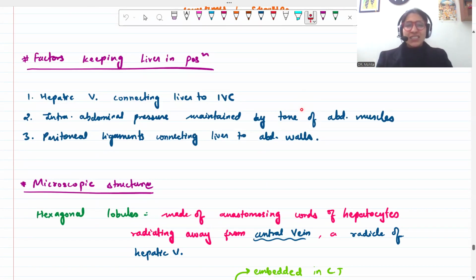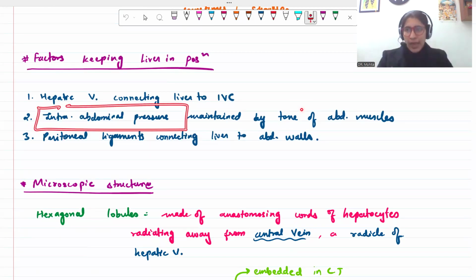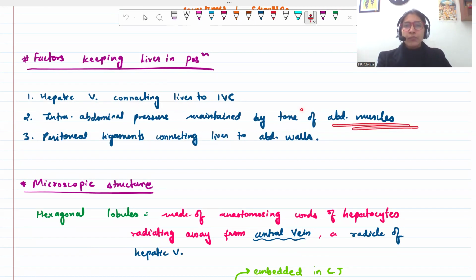Simple, the factors keeping the liver in position. Liver इधर उधर नहीं जाएगा क्योंकि there are hepatic veins जो liver को IVC से connect करेंगी. The intra-abdominal pressure that is maintained by the anterior abdominal wall, muscles, and peritoneal ligaments that are connecting the liver to the abdominal wall. All good? Should we move forward?